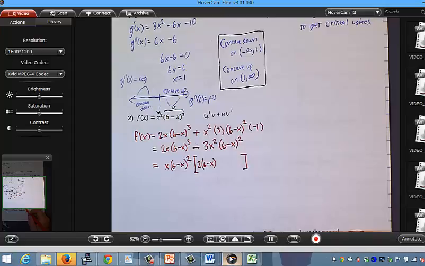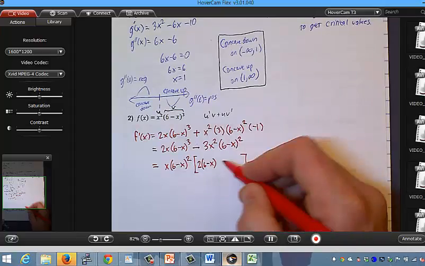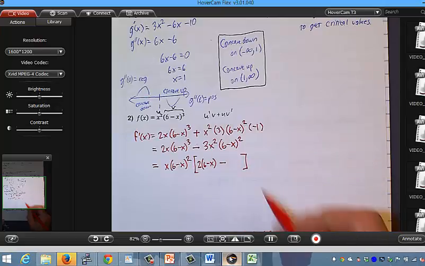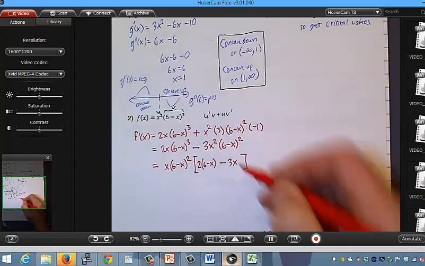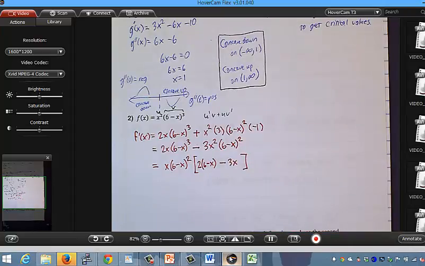You guys with me? What about the second term? What are we left with in the second term? Yeah, minus 3x, right? Because the 6 minus x squared came out and one of the x's came out. So that's what I have so far.